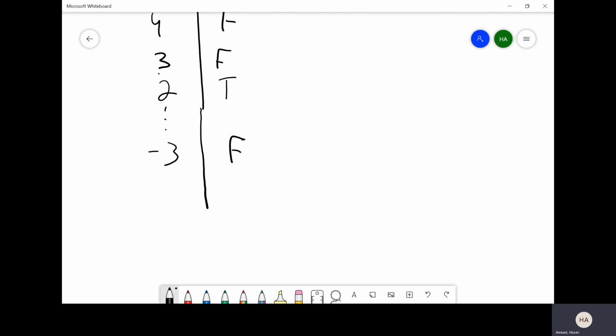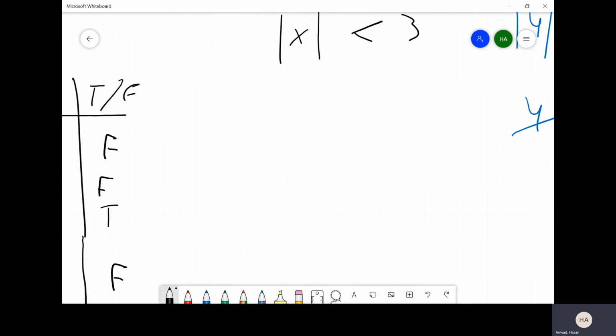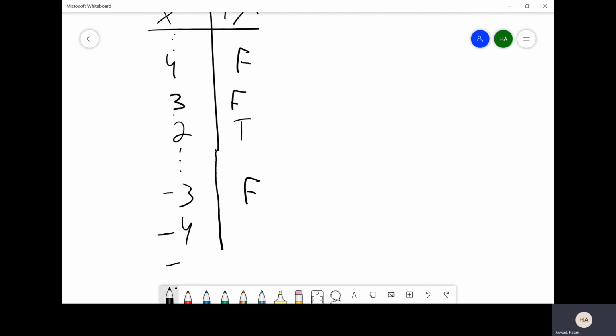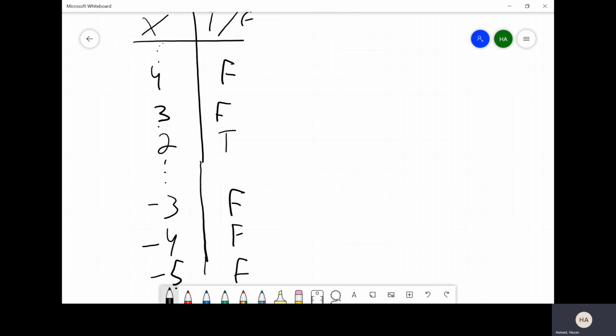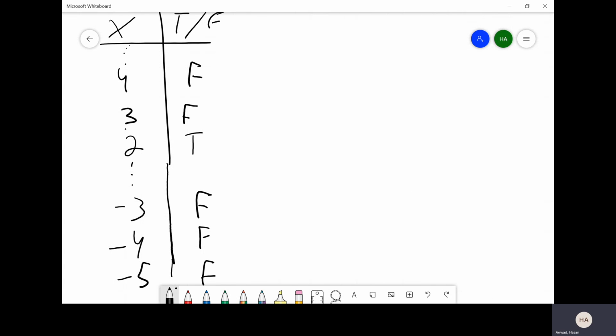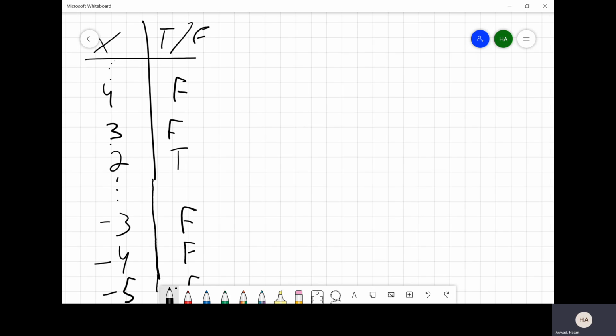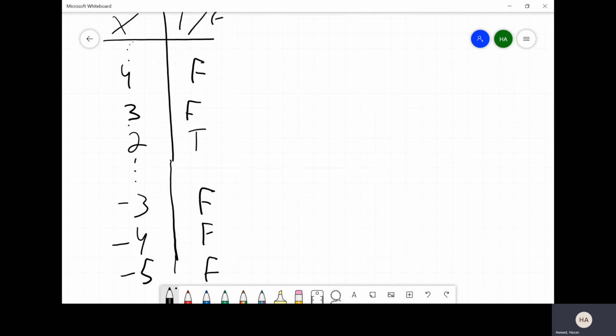And we keep going, -4. Well, plugging in -4, we get the same result as plugging in 4. Plugging in -5, we get the same result as plugging in 5, right? And then it just continues to get false, false, false, right? And it stays false. So what we're really saying here is that there's only a certain interval in which this is going to be true. It's going to be false for all the numbers that are larger than 3, and it's going to also be false for all of the numbers that are less than -3, right?